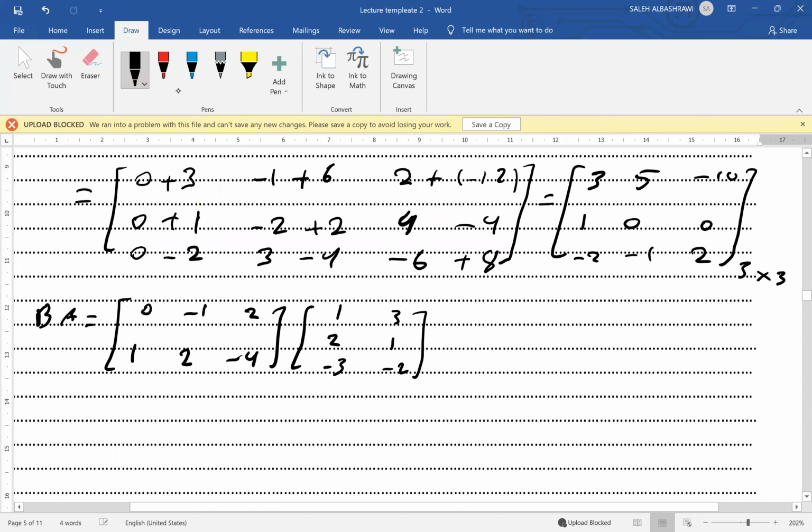Now, first of all, let's check the order of the matrices. For the matrix B, it is 2 by 3. This is the order of this matrix B. For A, it is 3 by 2. Now, the number of rows of the matrix B is equal to the number of columns of the matrix A, which means that we can multiply these matrices B times A. It is possible to find the product of B times A. And the size of the new matrix will be 2 by 2.